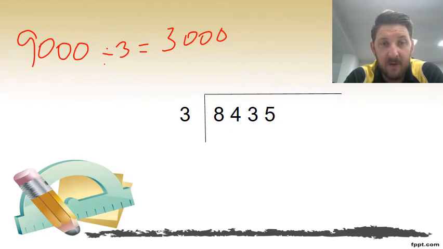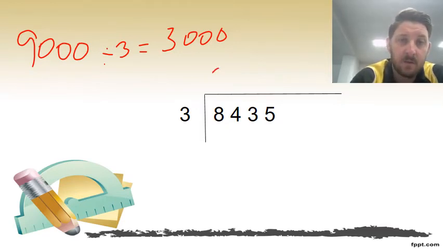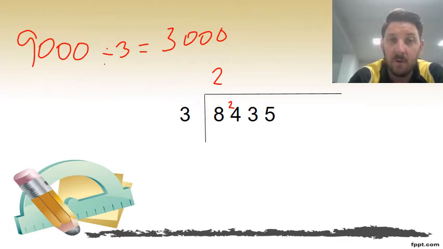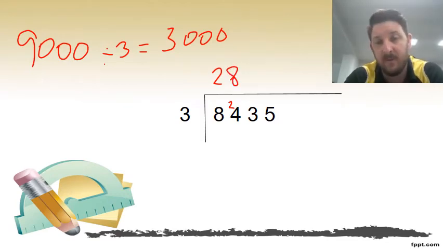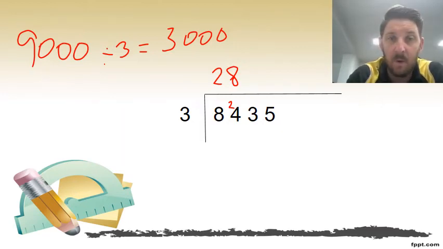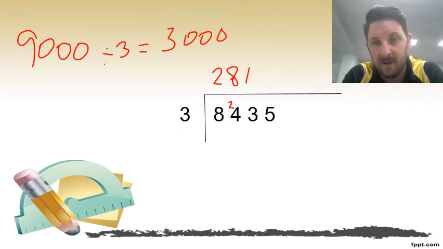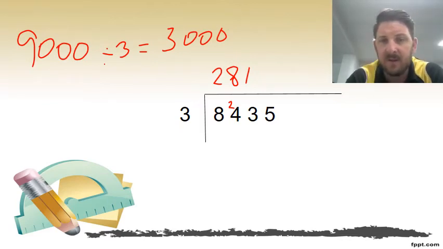So I'm going to start off. How many 3s fit into 8? 2, with 2 left over. How many 3s fit into 24? 8, with none left over. Now because I've got none left over, I don't have to put anything now in front of the 3. I say 3 into 3, 1 times. Once again, no remainders. And then I go, how many 3s into 5? Well, I know there is 1, with 2 remainders.